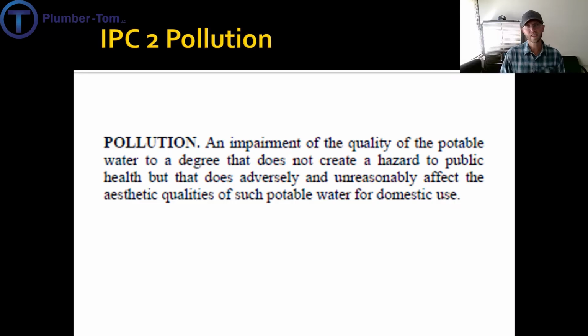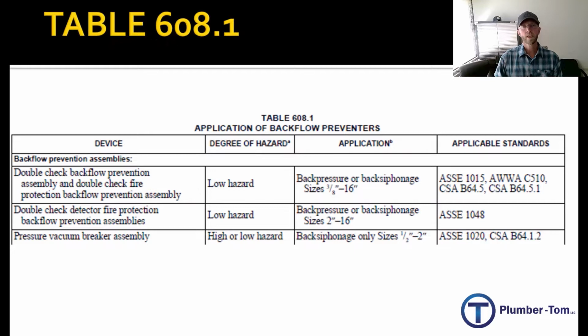These are sorts of things that you don't really want to have, but it's not going to kill you. There are ways to prevent against the backflow of these sorts of situations as well. So, we know we need backflow prevention. Now let's look at the table that helps us to know what we can do about it. This is table 608.1, application of backflow preventers.